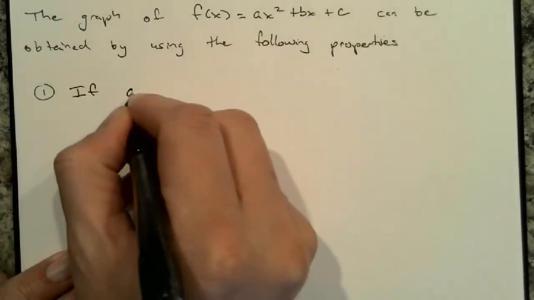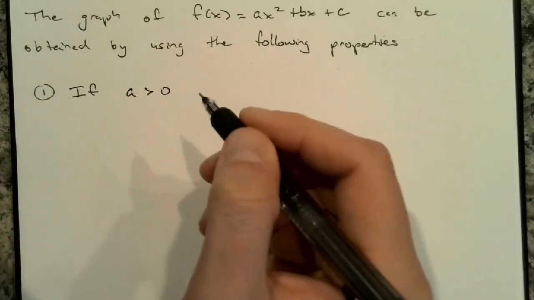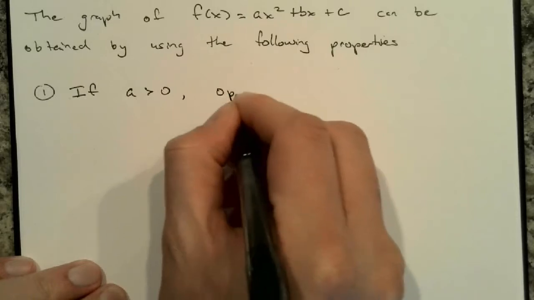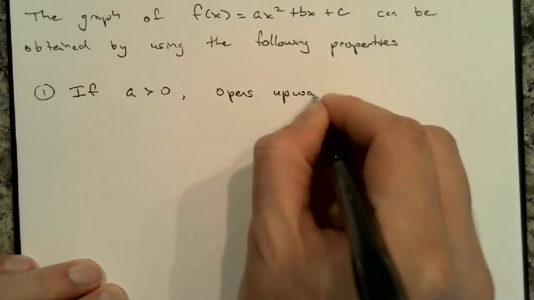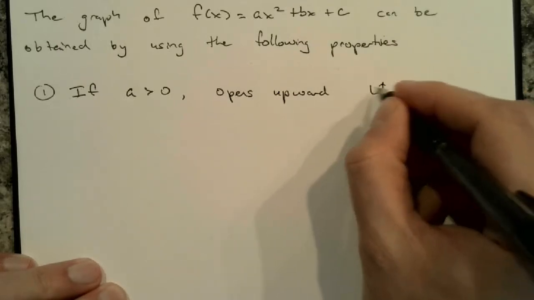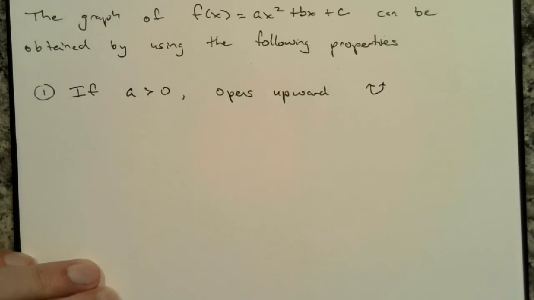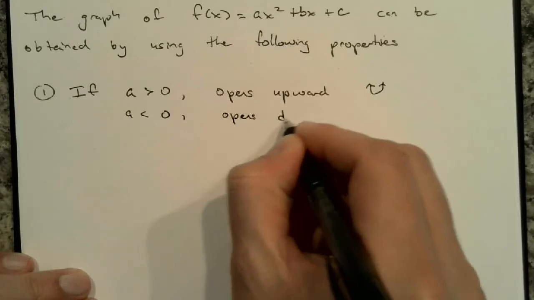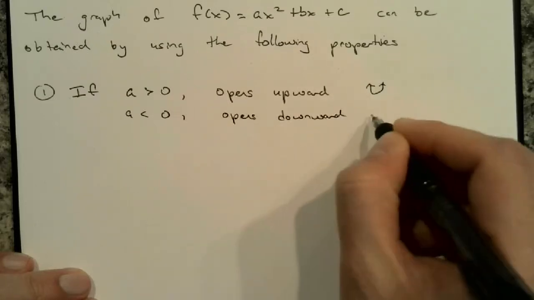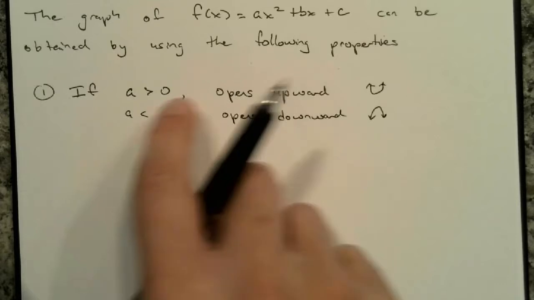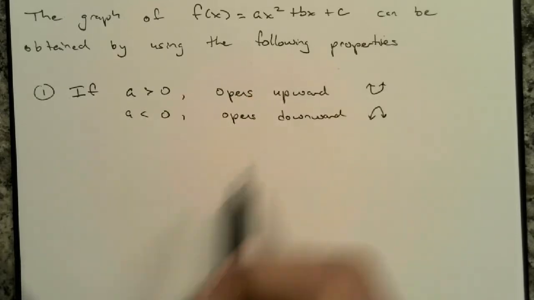If a is greater than 0, then our graph opens upward. Think of it as being like a bowl shape, right? Opening upward like that. Holds water. If a is less than 0, it opens downward. So the parabola would be upside down. So that's just based on the sign of a, right? If a is positive, that's what greater than 0 means, it opens upward. If a is negative, right, less than 0, opens downward.